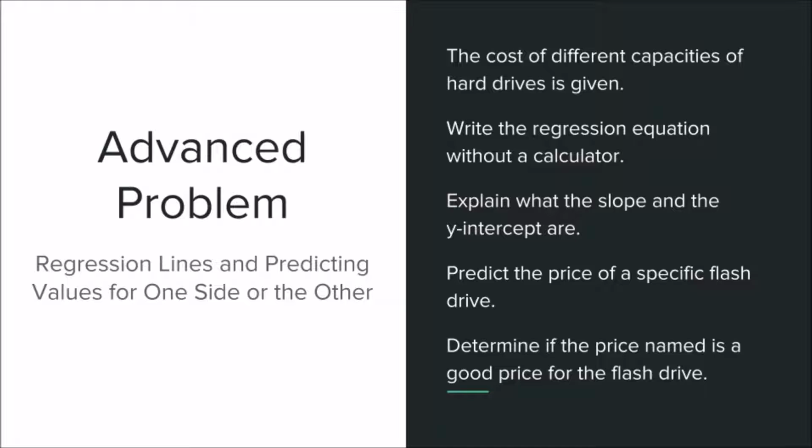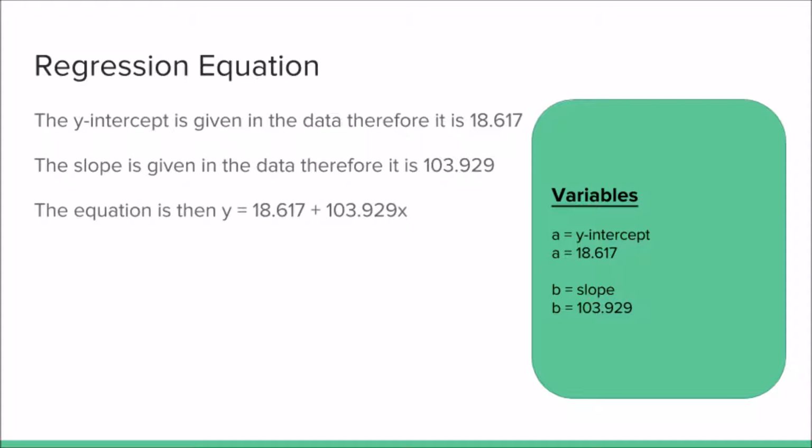For the advanced problem, we also had to focus on the usage of regression lines to predict values on either side of the equation. The problem was given with the size of flash drives and their respective costs, with the task of finding the regression equation without a calculator. We also had to predict the slope and the y-intercept of the data, as well as predicting the price of a specific size of flash drive, and determining if the price found by Shaheen is a good price compared to the predicted value given from the equation.